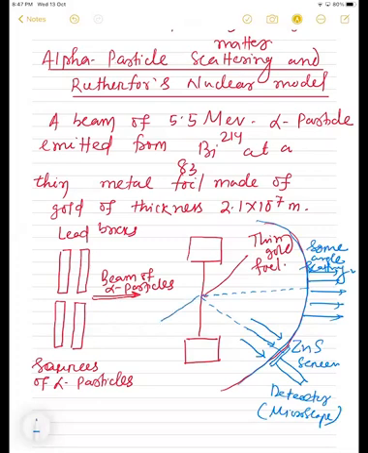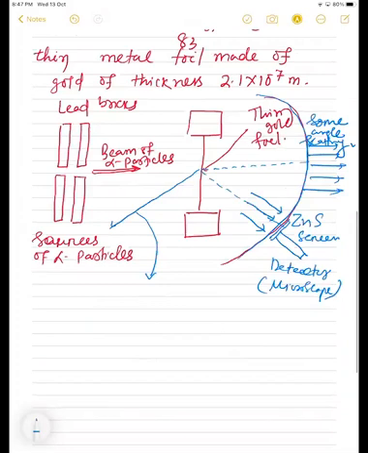And some moved in this direction also, correct? Some got deviated. This is backward scattering of a very small fraction, 1 in 8,000. If 8,000 particles are going, then among them there is backward scattering, right?